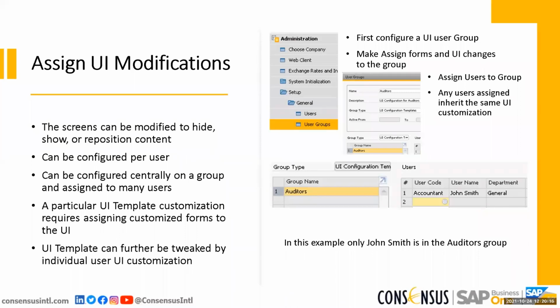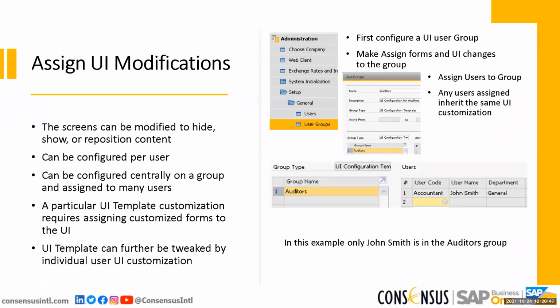We can also assign UI modifications or customizations. These can be at the user level or these can be at the group level. This allows us to modify, hide, show, or reposition content on many, but not all, of the screens of SAP Business One client. They can be configured on the user, or they can be configured centrally on a group and then assigned to as many users as you want. These assignments can overlap, and the system will try its best to create a modification that applies all of the group's settings.